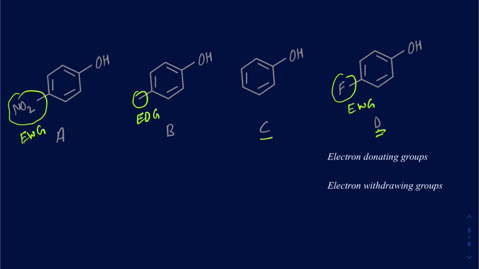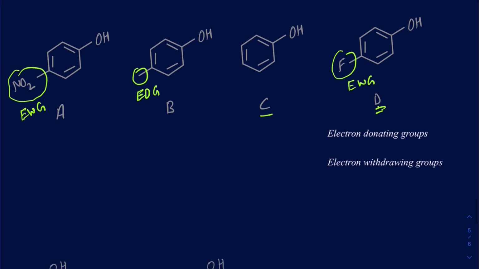Nitro is a better electron withdrawing group because it can pull the electron into the nitro group through resonance as well, whereas fluorine pulls in the electron only through the inductive effect. So as a result, A should be the most acidic, followed by D, and then you have C as a reference, and then the electron donating group is going to make this even less acidic than C. So B would be the least acidic out of all those.